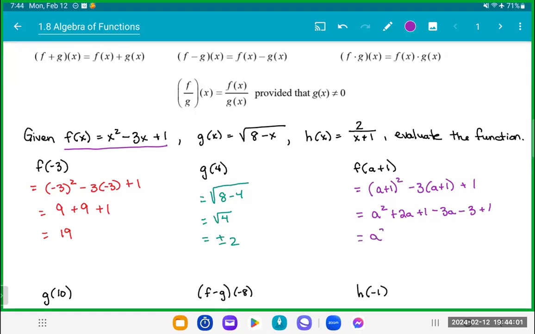And that is a squared. We have a positive 2a and a negative 1a, so that's a negative a. And then we have a positive 1 plus 1 minus 3, so that's going to give me a negative 1 here. So when I evaluate my f function at a plus 1, it simplifies and reduces down to a squared minus a minus 1.